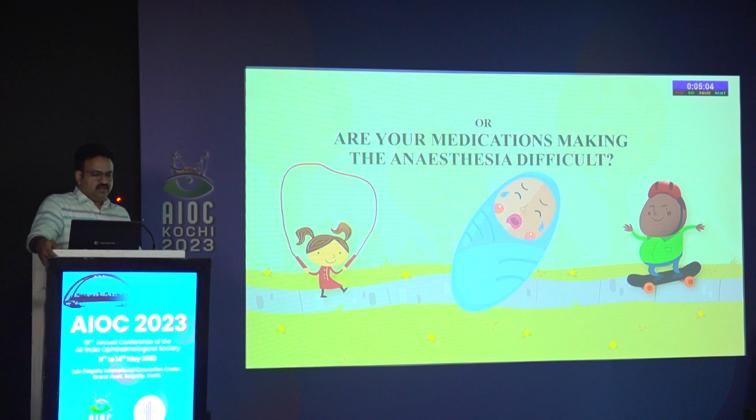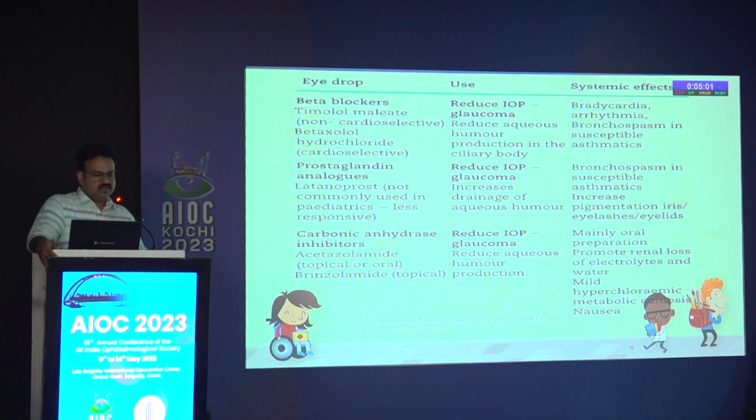And on the contrary, are your medications making the anesthesia difficult? Yes, they are, because you prescribe beta blockers, prostaglandin analogs, and carbonic anhydrase inhibitors. All these can cause various problems for us to deal with, like the beta blockers causing bradycardia, arrhythmia, and bronchospasm in asthmatic individuals, and prostaglandin analogs again can cause bronchospasm in susceptible asthmatic kids. And carbonic anhydrase inhibitors like acetazolamide, topical or oral, can cause mild hyperchloremic metabolic acidosis. Most of these drugs cause renal electrolyte losses, so many of them present with hyponatremia and hypokalemia.